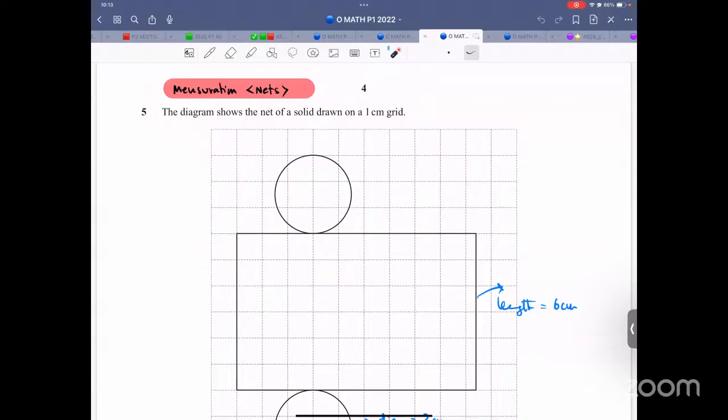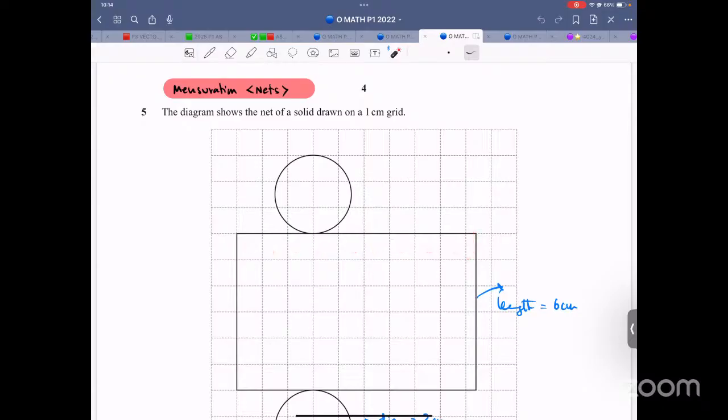Now, a lot of people get confused with net questions. It says the diagram shows the net of a solid drawn on a 1 centimeter grid. That means this is 1 centimeter, this is 1, this is 1, that's 3 centimeters. The length is 1, 2, 3, 4, 5, 6. And if I take this width, or let's call this the length, that is not exact, because this is like 1, 2, 3, 4, 5, 1, 2, 3, 4, 5, 6, 7, 8, 9, and 9 and something.